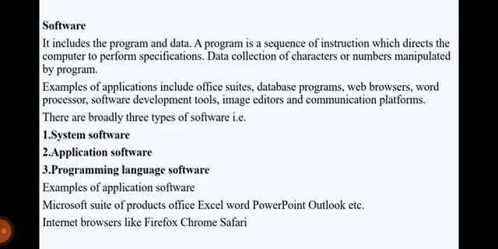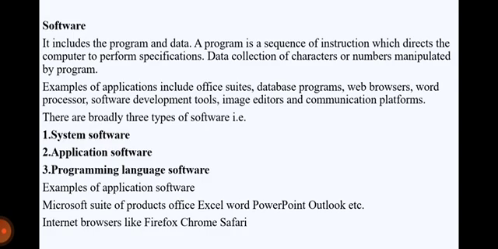Software. It includes the program and data. A program is a sequence of instruction which directs the computer to perform specific tasks. Data is a collection of characters or numbers manipulated by program. Examples of application include Office Suite, database program, web browsers, word processor, software development tools, image editors and communication platforms.